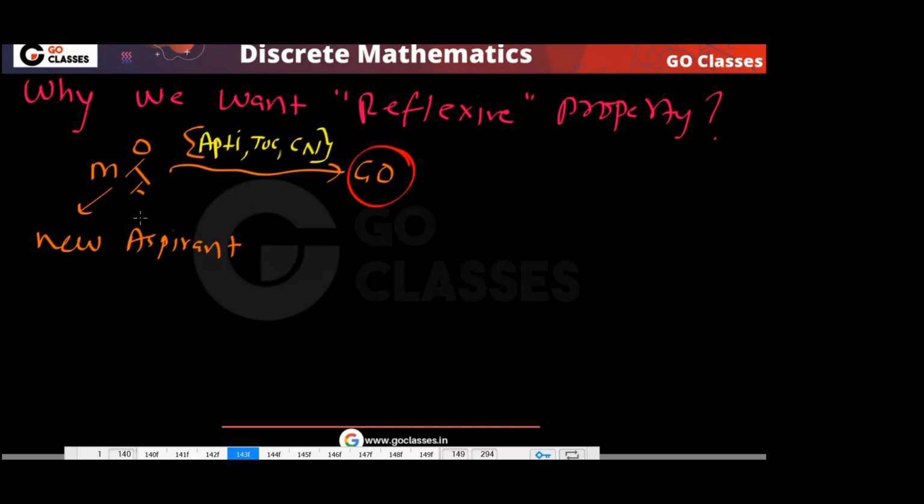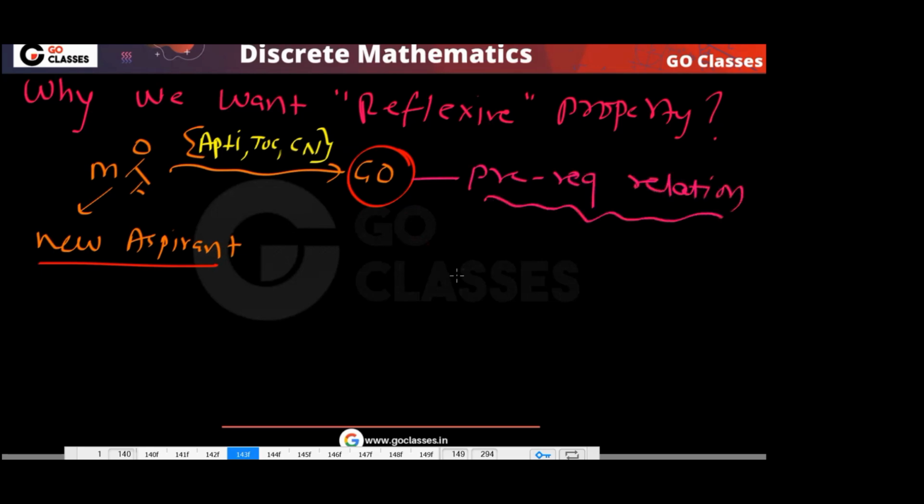Now they are coming to GO Classes, and this aspirant is asking in which order to study these subjects. Do we have any order here? You can notice there is no order here. We cannot give any order, because what GO Classes will do is define the prerequisite relation.